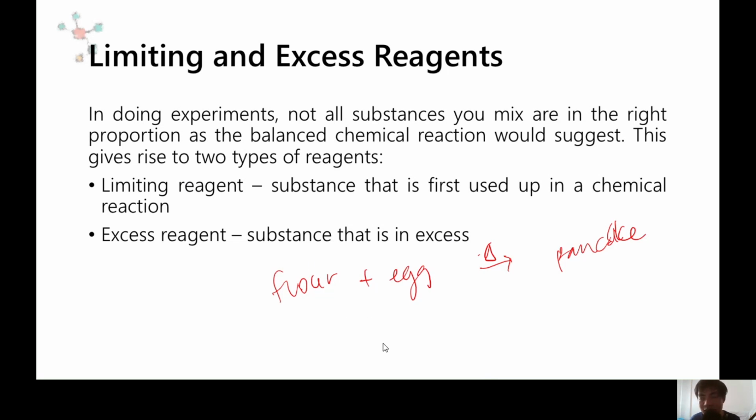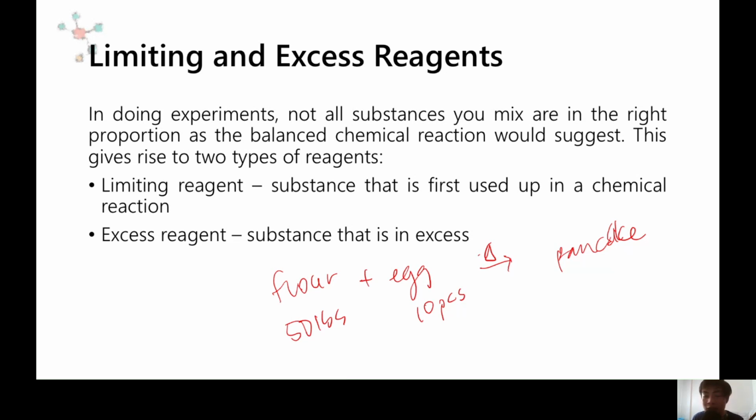Okay, so kunwari ito, let's have plain pancake lang. So I have flour and egg, no? Kunwari, I only have 10 pieces of eggs, pero I have 50 pounds of flour. Dami, no? Bakery ka kunwari, tapos ubusan ka ng egg. So let's have this example. Which of the two is the limiting and the excess reagent? Siyempre, obviously, yung flour yung magiging excess reagent natin.